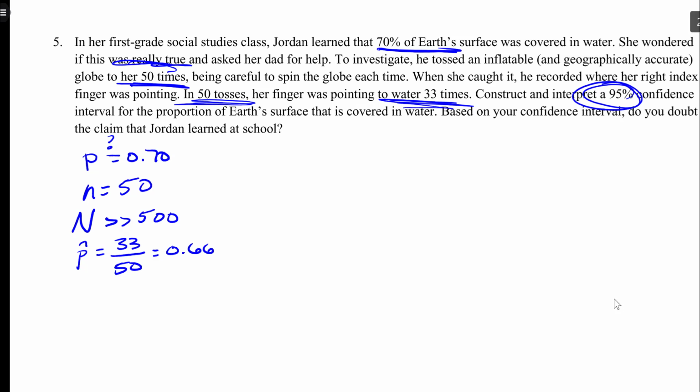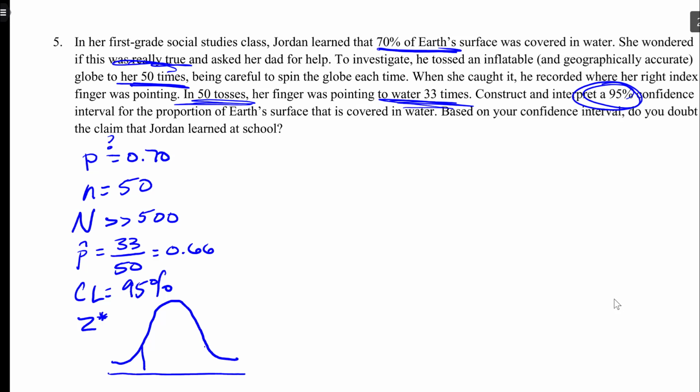So let's look at our confidence level. The confidence level was 95%. Why do we care about that right now? Because we want to find Z star. So we think about Z star at 95%. Go ahead and draw out your normal curve. Here's your 0.95. There's 5% divided up between each of those two areas. If we take 5% and divide it into 2, we get 0.025.